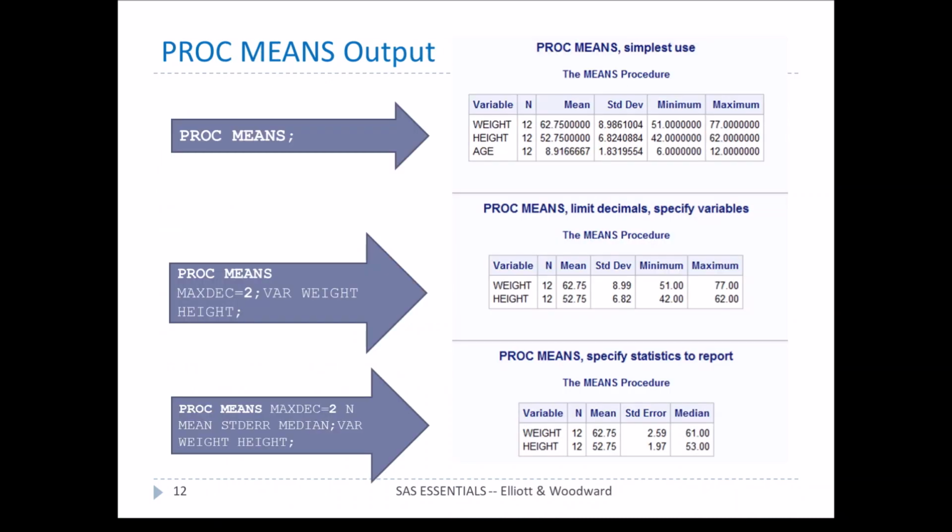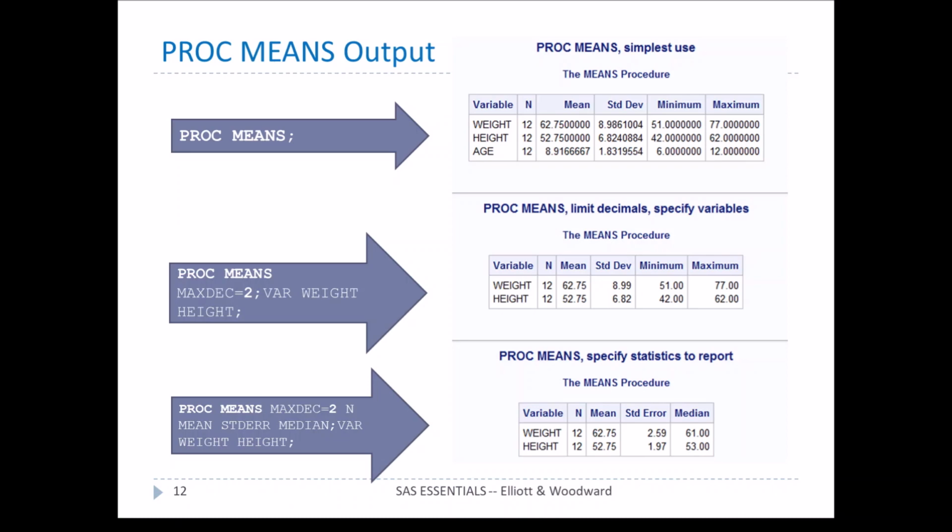All right, so here are the results. The first one we see is just the default. We see weight, height, and age, and notice here that the mean and standard deviation have a number of decimals in the output. That makes a very cluttered looking table.